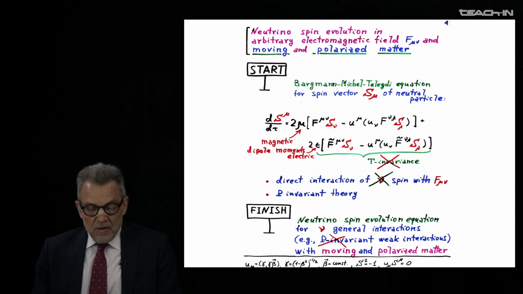I think that probably we shall stop here, and next time we shall discuss in detail how to move from this starting point to the final point, and obtain the neutrino spin evolution equation for general neutrino interactions, accounting for the effects of moving matter, and also the effects of possible non-trivial polarization of particles of background matter. Well, thank you very much.